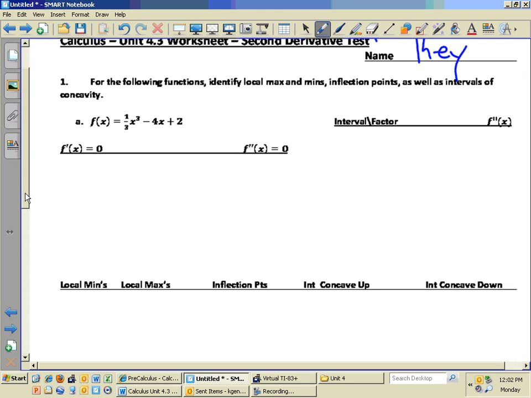It says for the following functions, identify these pieces. We'll look at it graphically and tie it all together for you, and I have a couple problems on the backside for you to try. f of x equals 1/3 x to the third minus 4x plus 2.